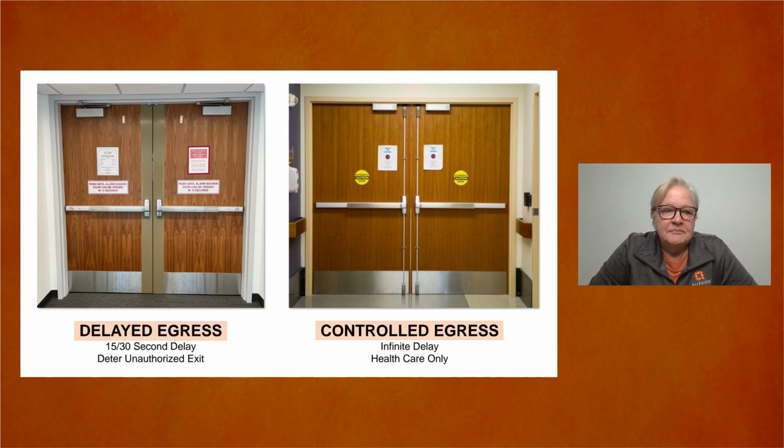So here we have two that look pretty similar. They are delayed egress on the left and controlled egress on the right. They look similar, but the function is different and they're addressed in different code sections. With delayed egress locks, they unlock the door for egress after a 15-second delay, or 30 seconds can be approved by the authority having jurisdiction.